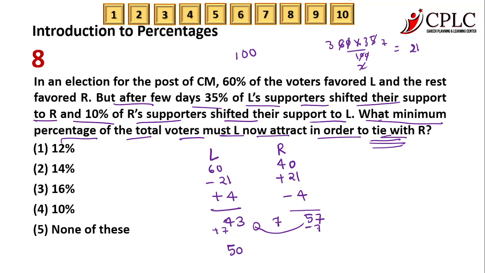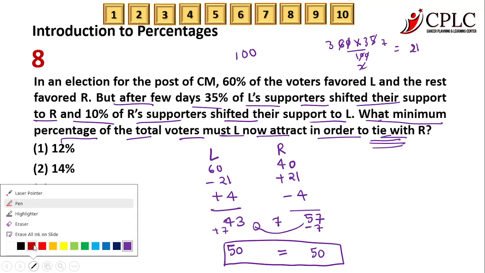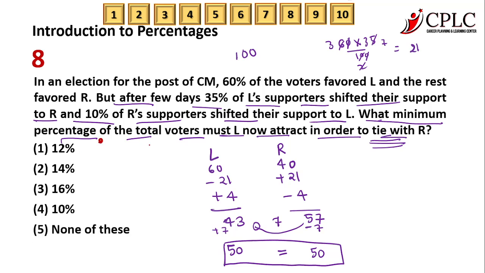And then 7 goes out from here, they become minus 7. So they will also have 50 and there will be a tie, for example. So 7 votes should be shifting. But the problem again is that they are not asking how many votes, they are asking percentage of total voters. So 7 votes are shifting and total voters are 100. So 7 out of 100, obviously 7% only, for example. So from the options, none of these should be the answer, which is 7%.